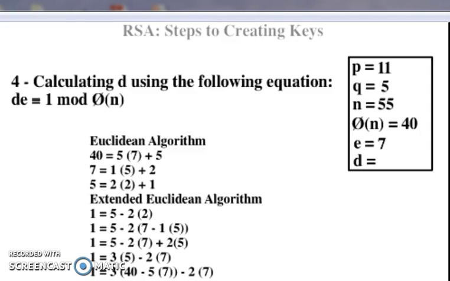We now have the two original values, 40 and 7. The important number is in front of our encryption key, 7. This is minus 17. If this was a positive number, this would be our decryption key. But because this is a negative, we calculate D equals minus 17 modulo 40. So D equals 23, which is our decryption key.